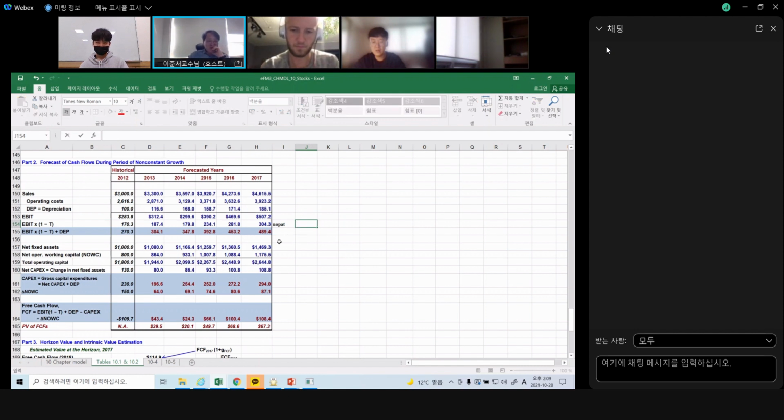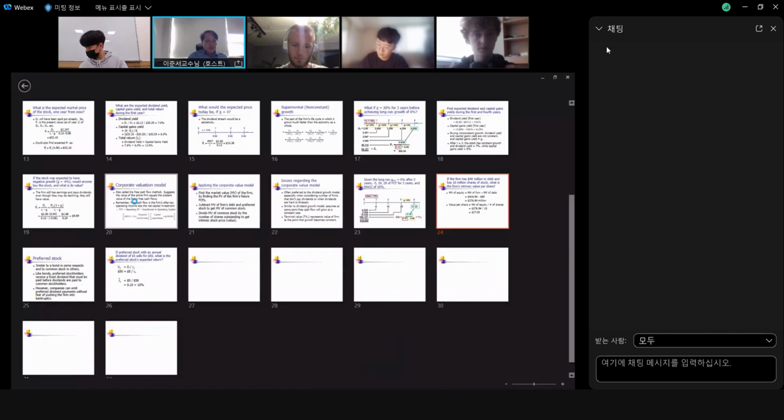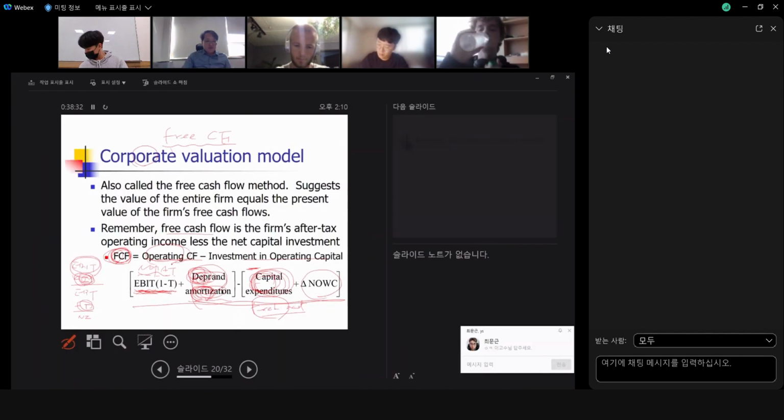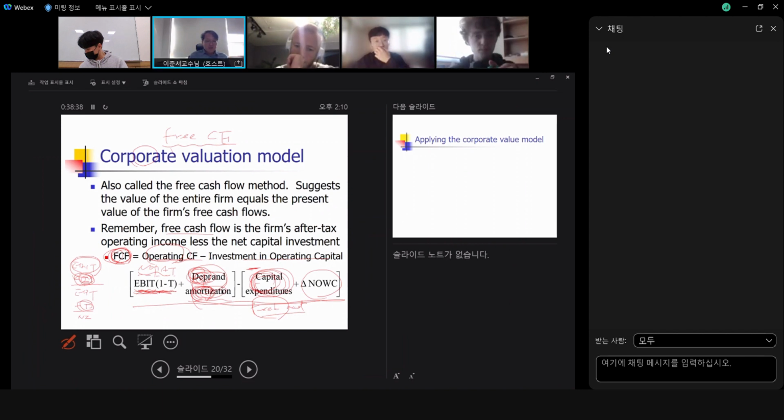So, NOPAT, net operating profit after tax. So the row 154 represents NOPAT. So NOPAT plus depreciation, this is what? Operating cash flow, right? This is operating cash flow.